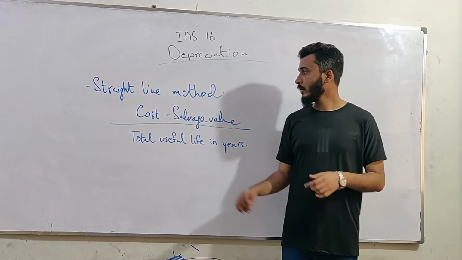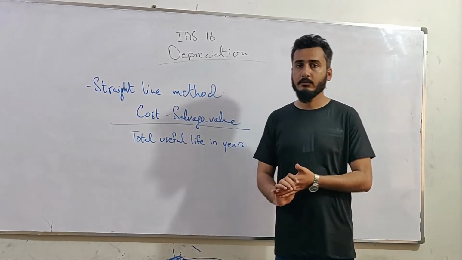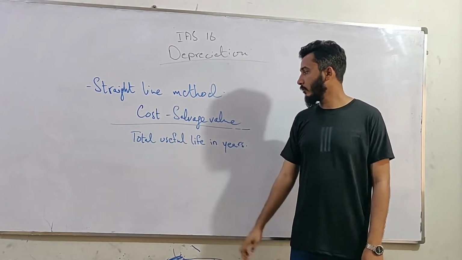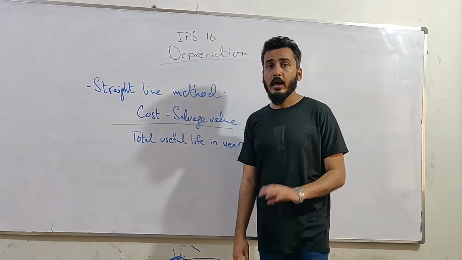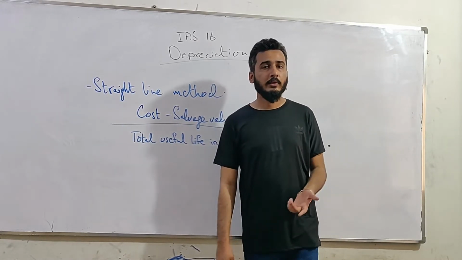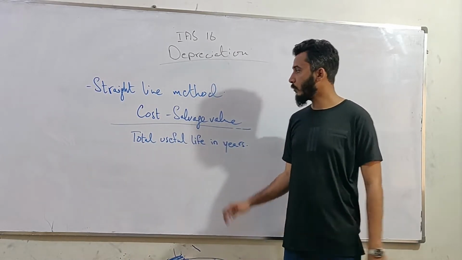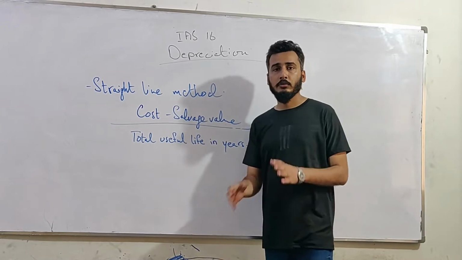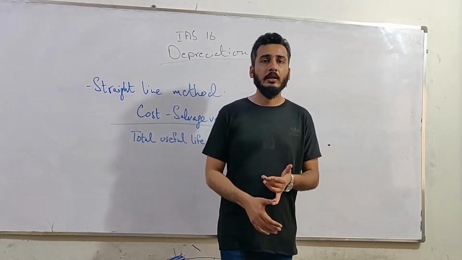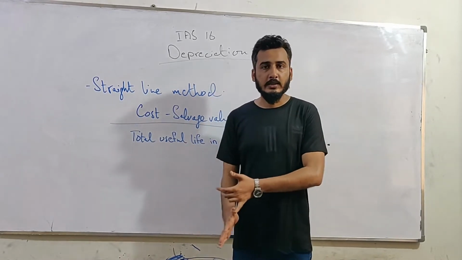What is the formula? The formula is cost minus salvage value divided by total useful life in years. Now, everyone knows what cost and total useful life in years are. And whosoever does not know how to calculate the cost of an asset can watch our previous video where we have discussed the calculation of the cost of an asset. Now, what is salvage value? Salvage value is also known as scrap or residual value. This means the value which is left over at the end of the total useful life of an asset.